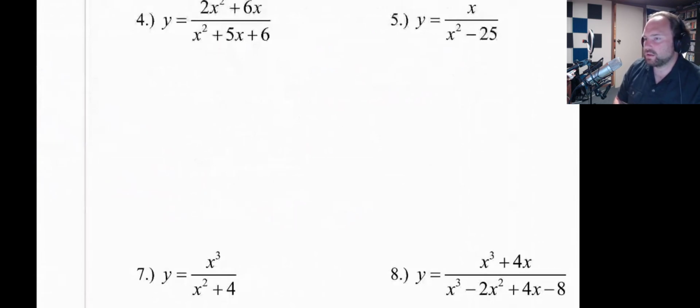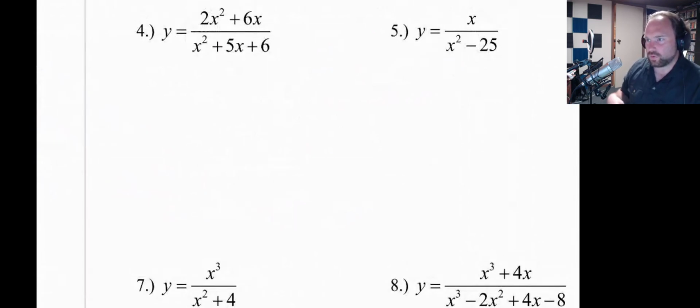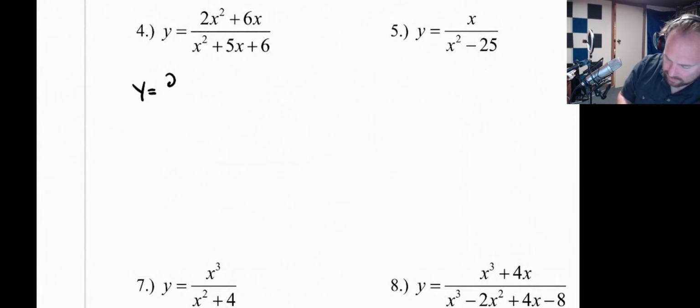So we'll see some more examples that will help make that horizontal asymptote thing a little more clear in a minute. For number 4, now this one's going to require a little bit of factoring. So let's factor things first as best we can. On the top, we'll pull out a 2x, it'll be x plus 3. And on the bottom, we'll factor that into x plus 2 times x plus 3.